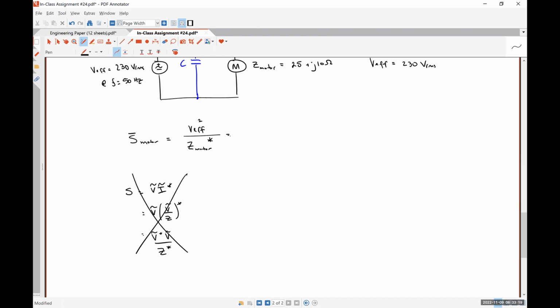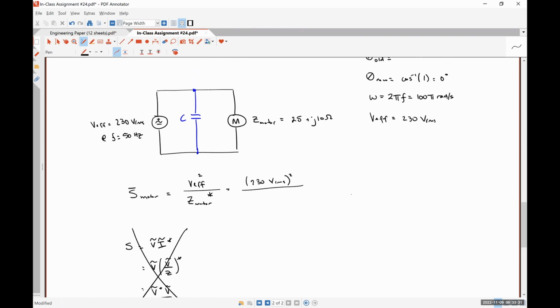So we have all of the pieces of information that we would possibly need. So this is going to look like 230 volts RMS quantity squared. How do I do the conjugate of a rectangular form complex number? Change the sign on the imaginary part. So if it was 25 plus j10, the conjugate is 25 minus j10. So somebody please tell me what the result of this calculation is in both the polar form and rectangular form.